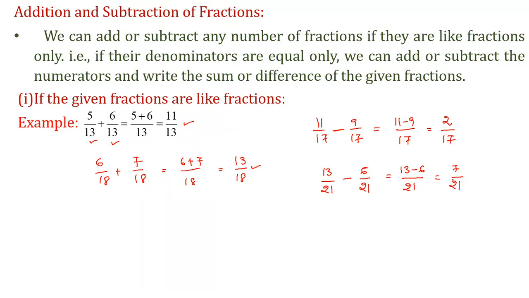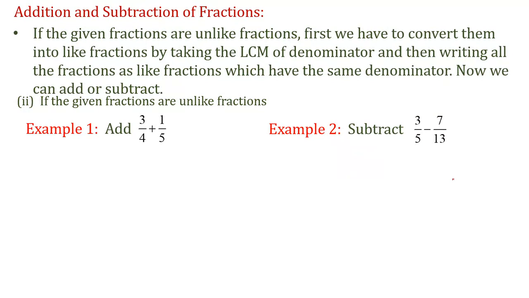If the given two fractions are unlike fractions, what is the procedure to find out the addition, sum and difference of the given unlike fractions? So I am taking 3 by 4 and 1 by 5. Observe here, both the denominators are different, means these two are unlike fractions. So what is the procedure to find out the sum of the given two unlike fractions?